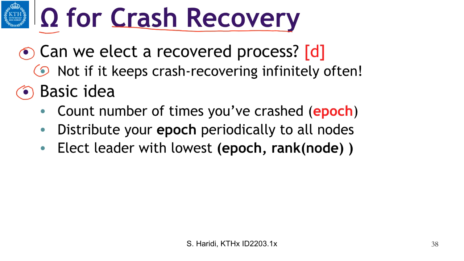So each process counts the number of times it has crashed, and using heartbeats, a process, when recovered, always distributes this epoch, the number of times it has crashed, periodically to all other processes. And we elect a leader with the lowest pair of epoch and rank. So if we have two processes with the same epoch number, we select the one with the max rank.